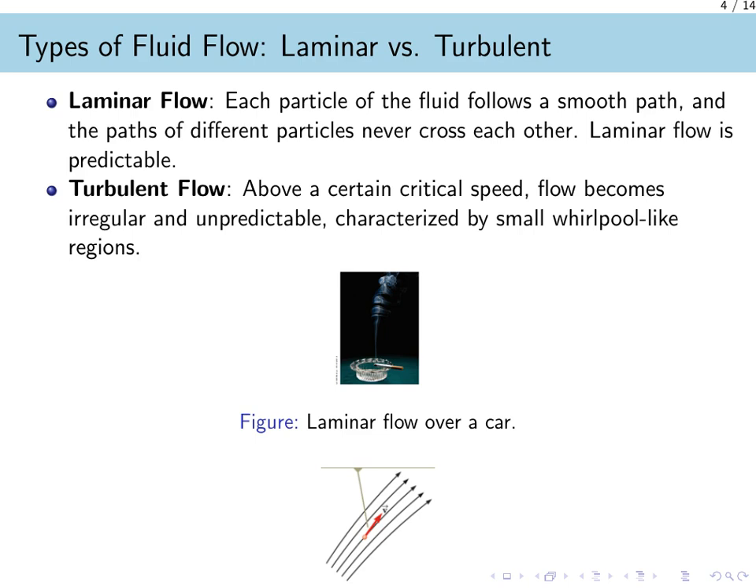However, if a fluid moves faster than a certain critical speed, its flow becomes turbulent. Turbulent flow is irregular, chaotic, and unpredictable. It is characterized by small, swirling eddies or whirlpools. You can see a clear transition in the smoke image, where the flow starts as smooth and laminar near the bottom, and then becomes chaotic and turbulent as it rises. The essential difference is that laminar flow is orderly and predictable, while turbulent flow is chaotic and unpredictable.